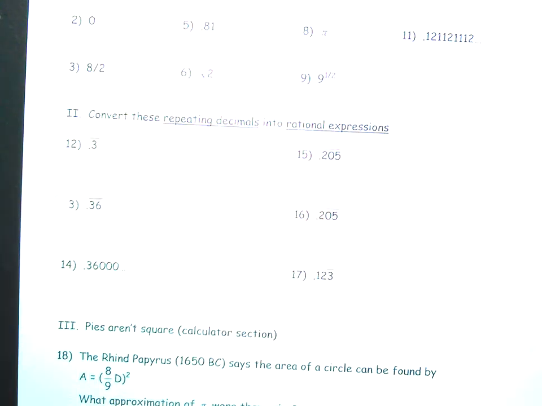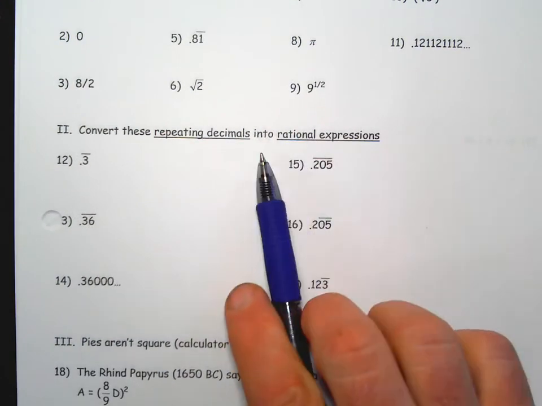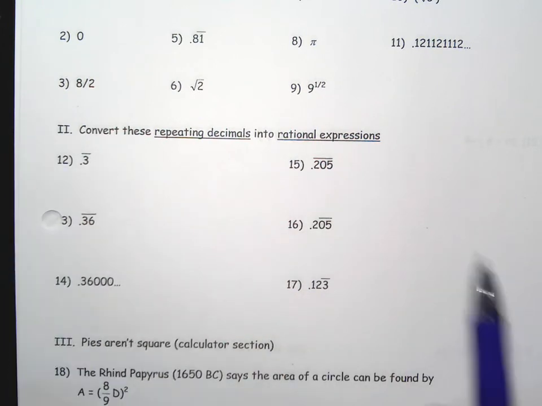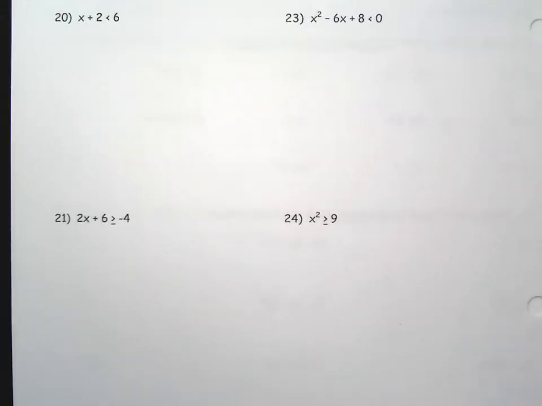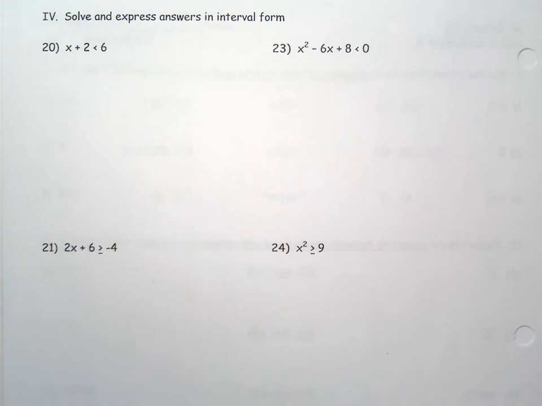there's some variety of problems on the front. Are the following integers rational or irrational? Convert these repeating decimals to rational expressions. So that's what I showed you guys how to do in the notes. Some different things about pi. And then on the back, something I didn't really talk about, but I think you guys can do. This is some just review of solving inequalities.